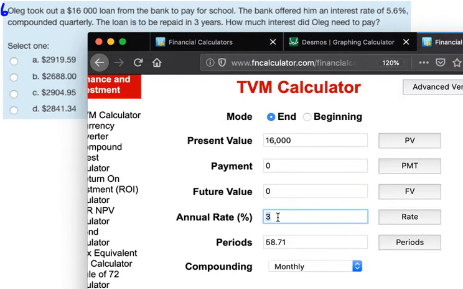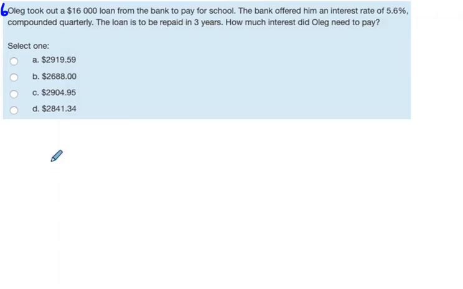The 5.6% is our rate, compounded quarterly. That's 4 times per year. And if it's 4 times per year, that means in 3 years, we'll have 12 periods. So now we can find out what is the future value, and this is how much we'll have to pay back after 3 years. So $18,904.95. That's what the future value is.